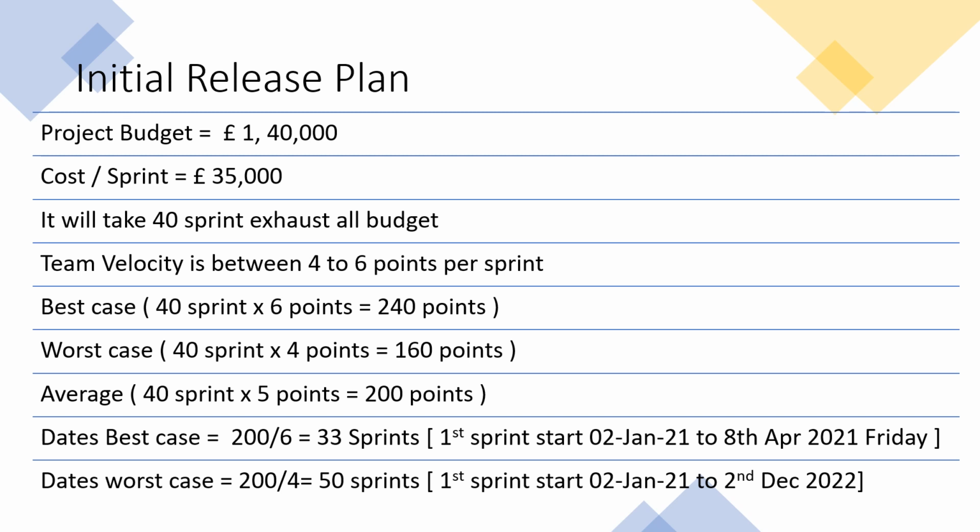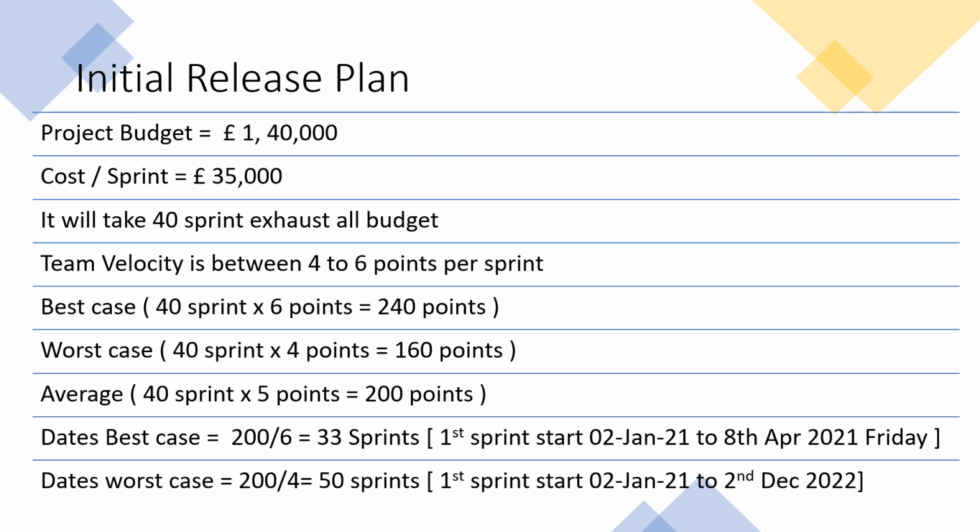Now check out the release dates. So in the best case scenario, we have 200 story points for our product backlog. If we divide it by 6, we will get 33 sprints. So we start our sprint on 2nd of Jan. It will take 66 weeks. So that will come around 8th of April. The exact date is Saturday, but for simplicity I have taken 8th of April, that is on Friday.